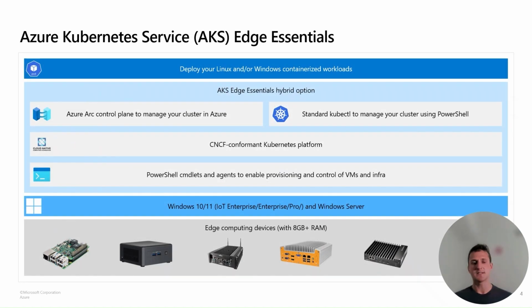So what is AKS Edge Essentials? It's a lightweight Kubernetes platform, CNCF conformant for both K3s and K8s distributions. It's designed to operate on constrained devices, with minimal footprint and minimal compute and memory. You only need 2 virtual CPUs and 4 GB of RAM. It's fully supported and managed by Microsoft.